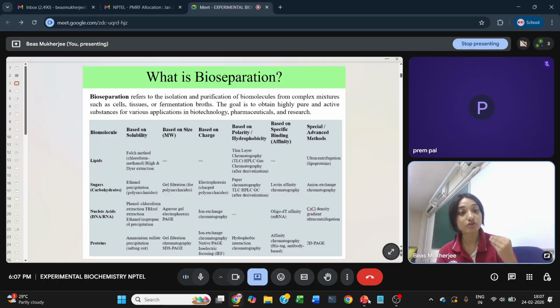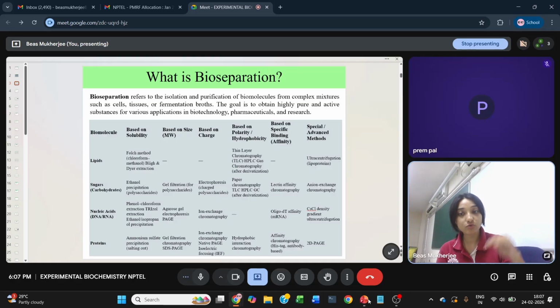Then, based on charge, we have electrophoresis. This can also be performed for sugars. And we have the affinity chromatography technique. There's lectin. Lectins are carbohydrate-binding proteins, so these lectins can be used for isolation of specific carbohydrate molecules. And then there is anion exchange chromatography, which depends upon the charge of the different sugar molecules.